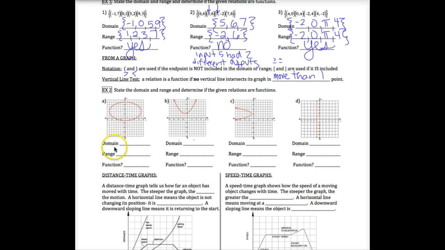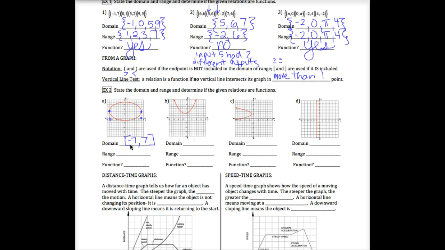All right, so I look at example 2, my domain. It's hard to read on the screen, but look down at your paper and it's pretty easy to see that the x values go from right here to right here. And those domain values, if you look at your paper, are -7 to 7. And that point is included. It does actually hit that point right here and right here. So that means I'm going to use the brackets. My domain goes on the left side from -7 all the way up to +7 on the right side.